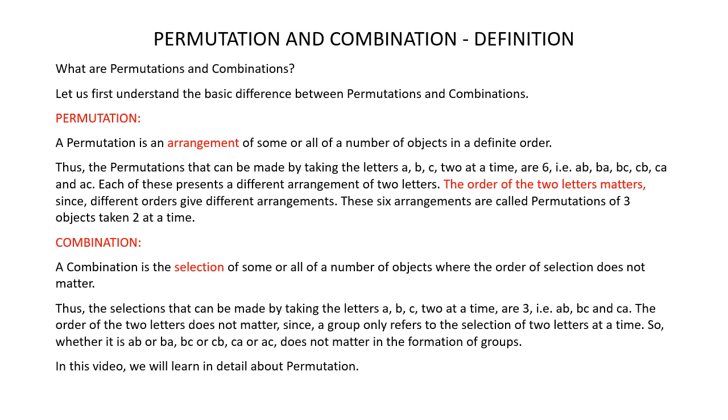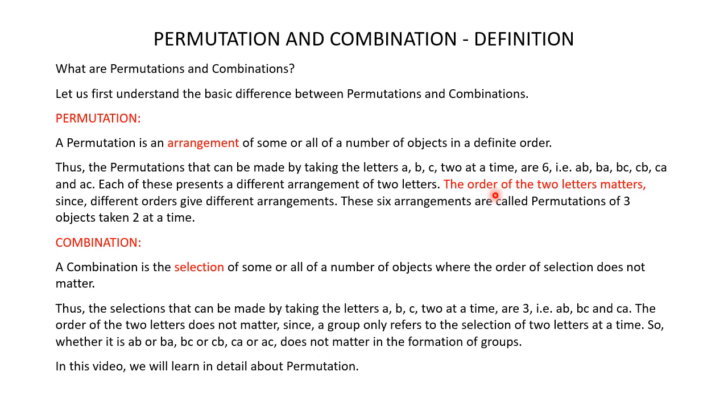Let's suppose that you have three letters A, B, and C. The permutations that can be made by taking the letters A, B, and C two at a time are six. That is AB, BA, BC, CB, CA, and AC. So, if you take two letters at a time from the three letters A, B, and C, you will get six arrangements. Each of these arrangements presents a different arrangement of two letters.